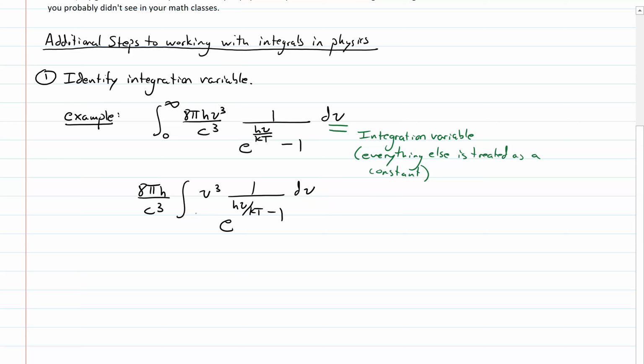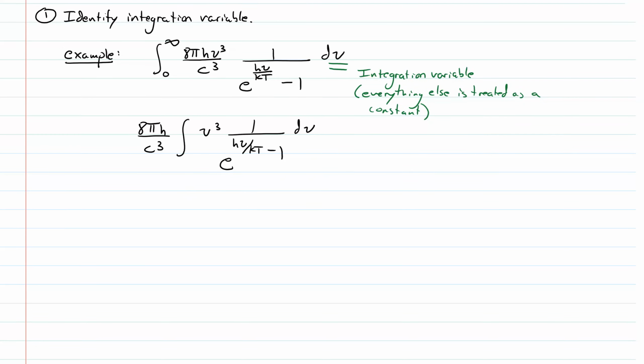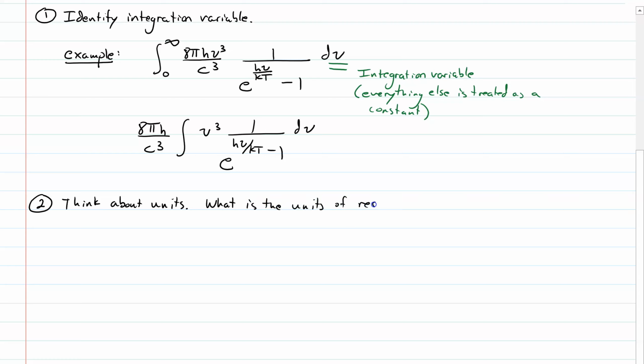Now the second step is to think about the units. What are the units of the result? This is something you never do in math class, right? They never explain what dx means. They just say, well, dx is some notation denoting an integral. But in physics, it has a meaning, okay?